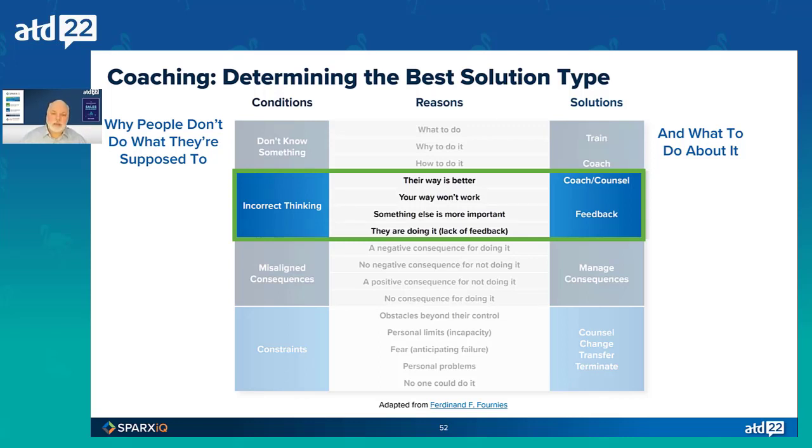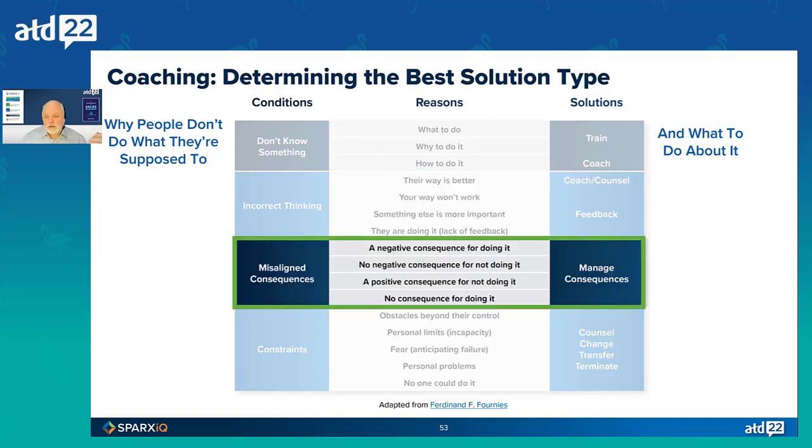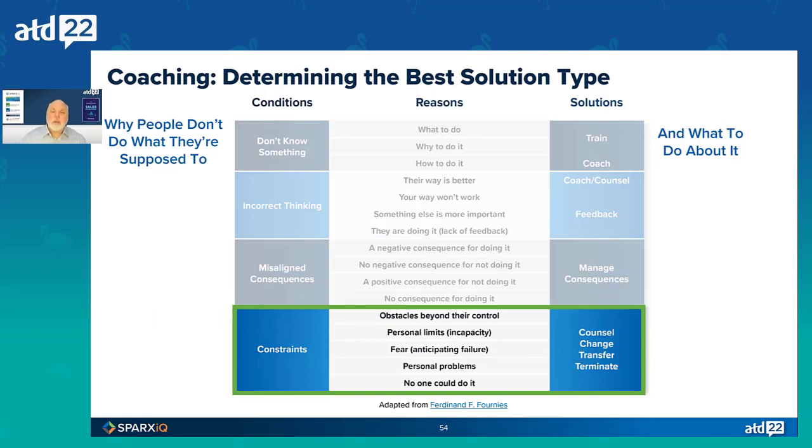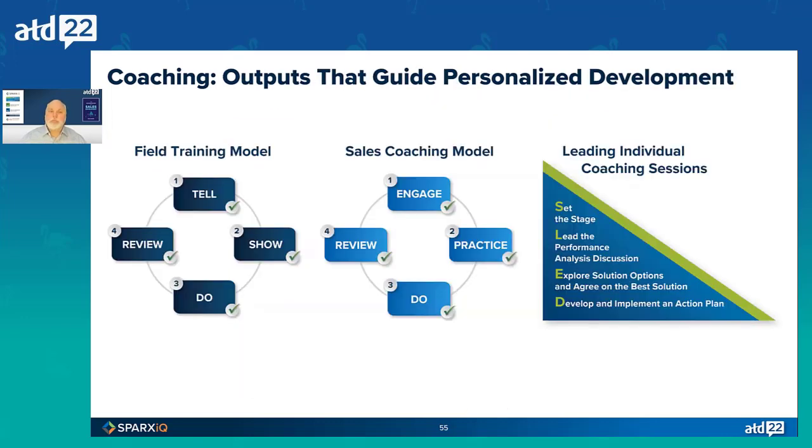Sometimes there's incorrect thinking. They think their way is better, your way won't work. Consequences might be misaligned. There might be honest to goodness constraints. There are a variety of reasons why people don't do what they're supposed to do, and then what to do about it. This whole chart is important, but when you're training and coaching, what really matters are the top ones. What also matters is don't try to train and coach to fix a problem that appears in the bottom two boxes, because it will not work.